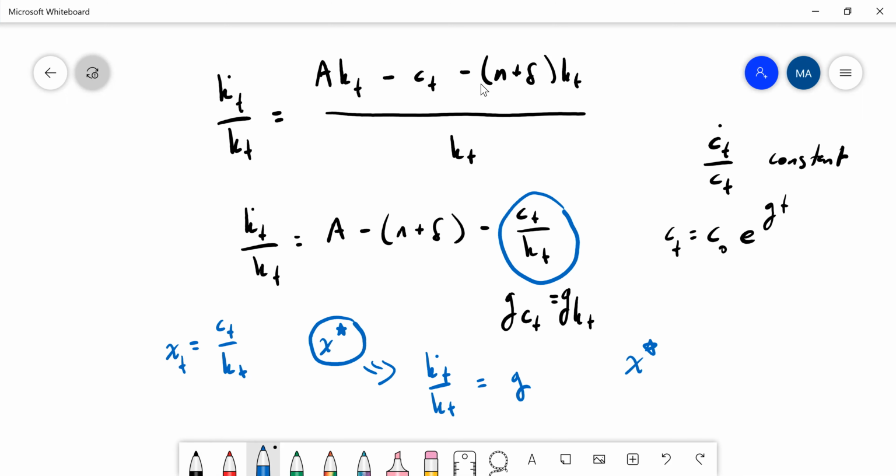We have about 1 minute now. Let me just pause here. We are interested in a dynamic path which will be optimal, because we are solving this Hamiltonian problem. But in that optimal path, consumption and capital will grow, and they need to grow at the same rate.